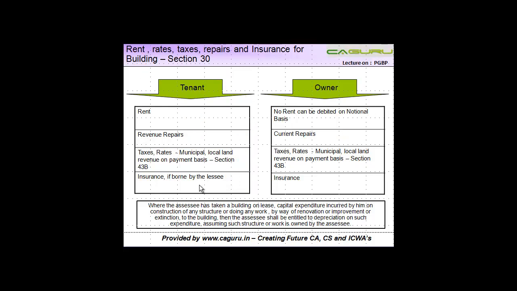There is just one exception to the rule, that where the tenant is occupying any building as a lessee and he incurs a capital expenditure on such building, and he constructs any kind of a structure or undertakes any kind of a renovation, then he is treated as an owner. He is deemed as an owner, and therefore, because the owner is allowed to capitalize such capital expenditure, he is allowed to capitalize these expenditure and claim depreciation on them. Right?